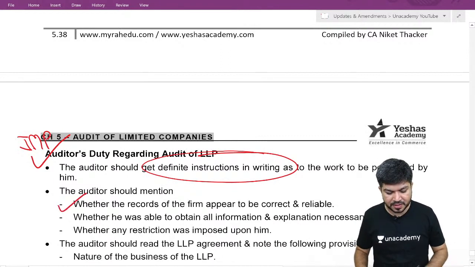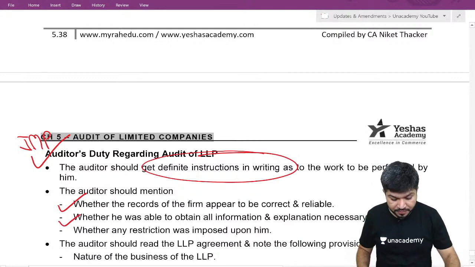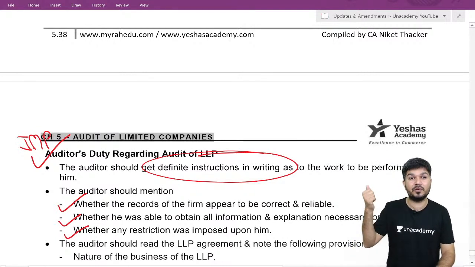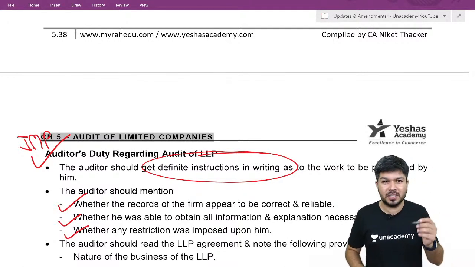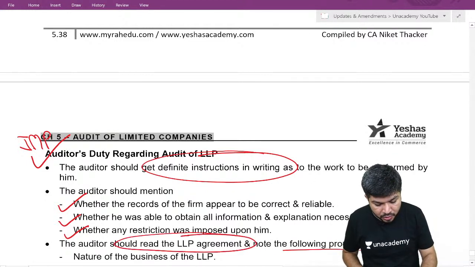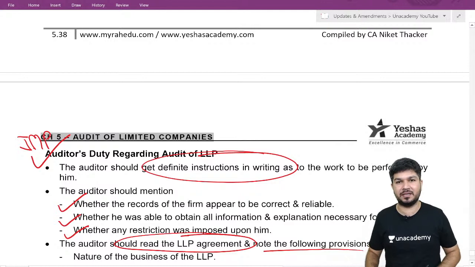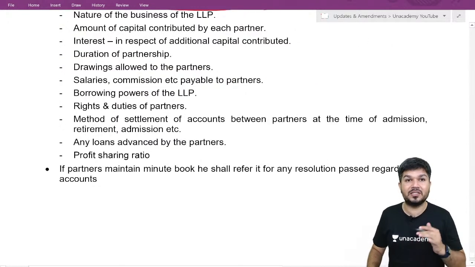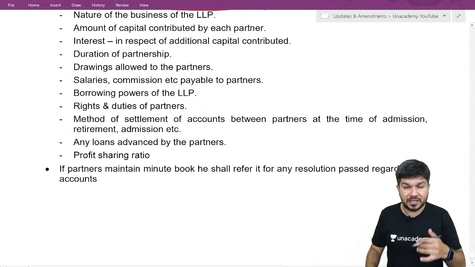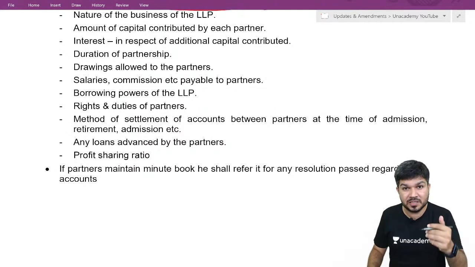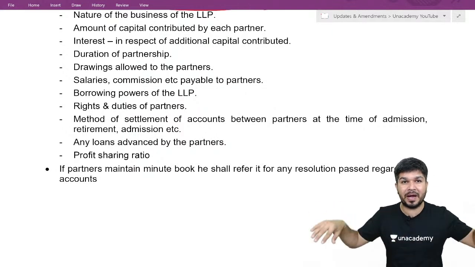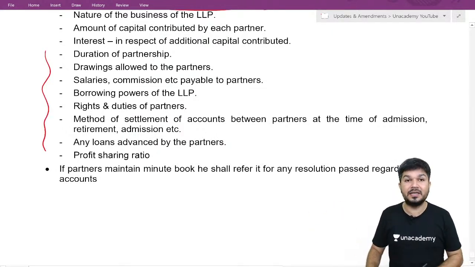You should report whether the records appear to be fine, whether you obtained all information and explanations, whether any restrictions are put on you, and you will definitely report whether the accounts show a true and fair view. As an auditor, you read the LLP agreement and note down the important provisions like the nature of business, capital contributed, interest on capital, drawings allowed, interest on drawings, borrowing powers, maximum borrowing, rights and duties of each of the partners, and profit sharing ratio. Based on that you can understand it.